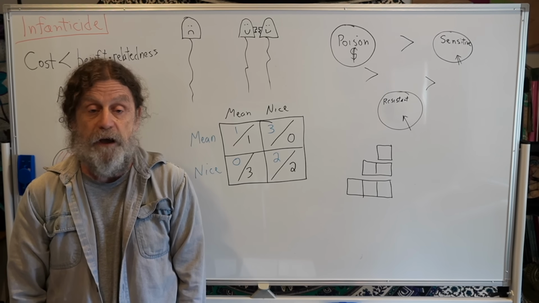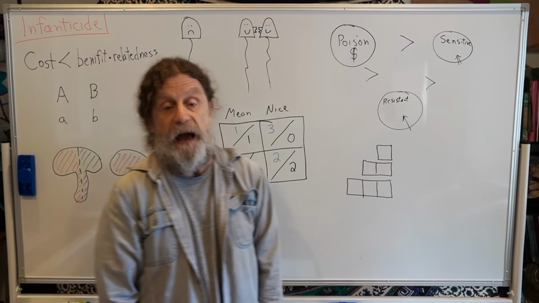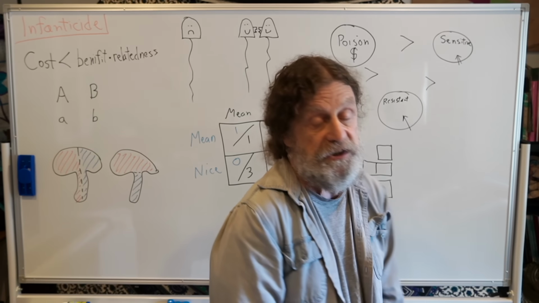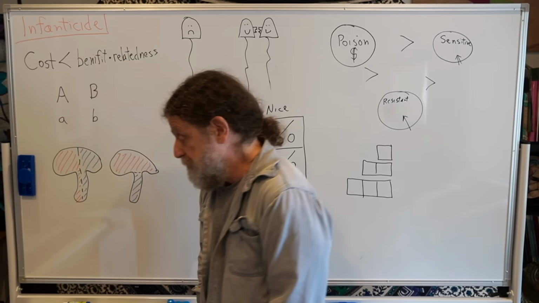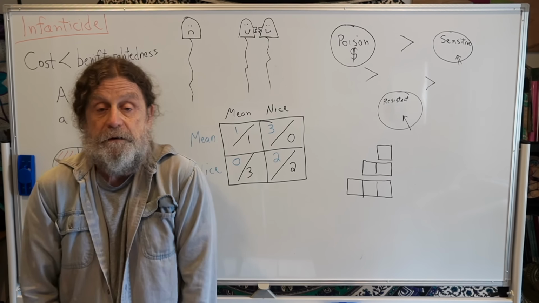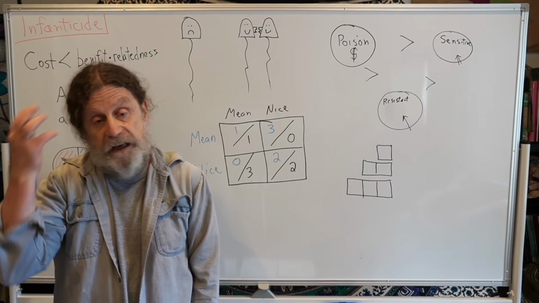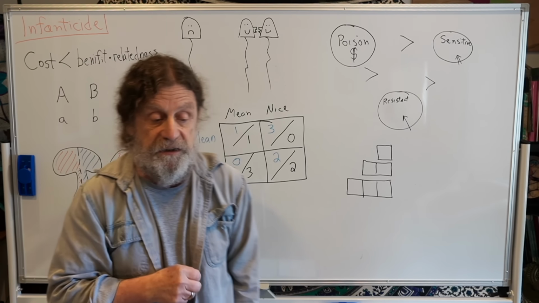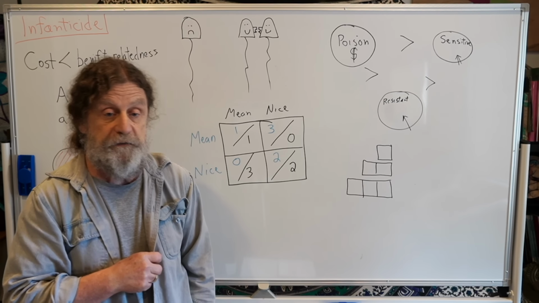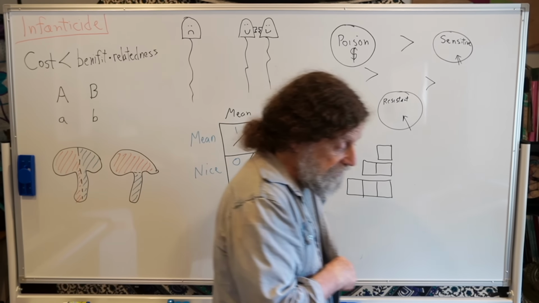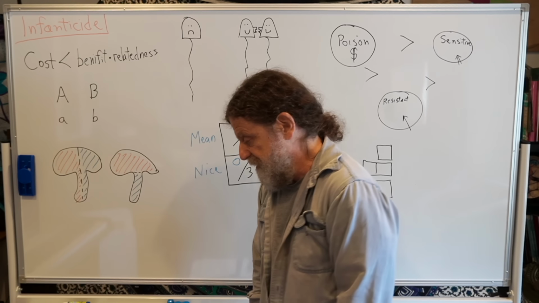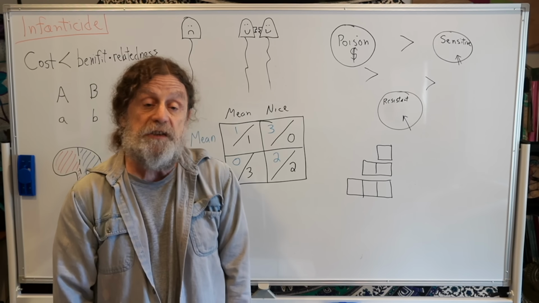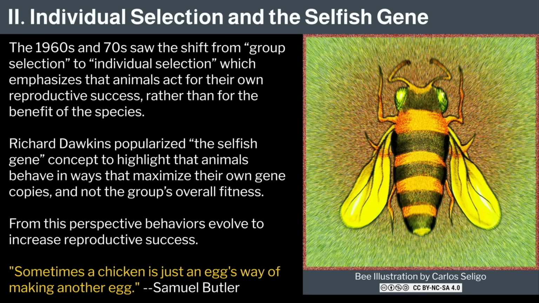Animals are behaving for their own selfish needs to maximize the number of copies of genes they are leaving in the next generation. And what you could begin to view about animal behavior is that all of it is just to get your genes into the next generation. Remember, reproduction of the fittest, not survival of the fittest. All of this is about this, and this gave rise to this great quote. This guy, Samuel Butler, who was around Darwin's time, said, sometimes a chicken is just an egg's way of making another egg.